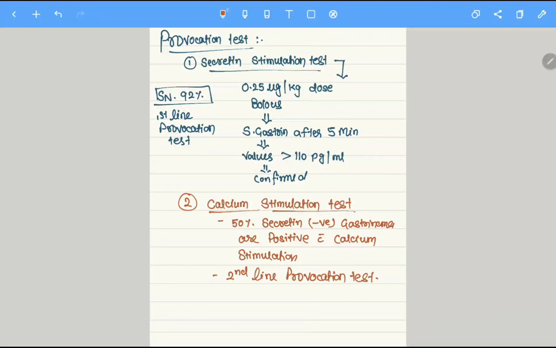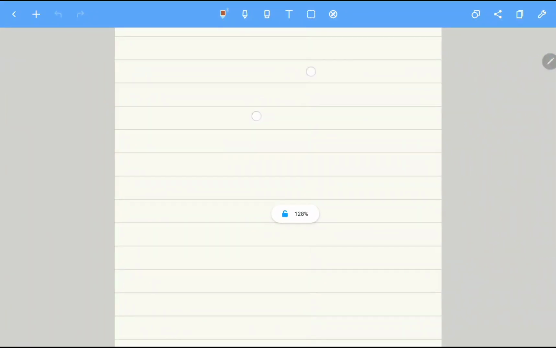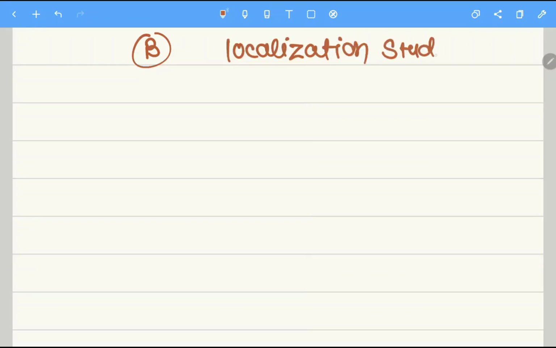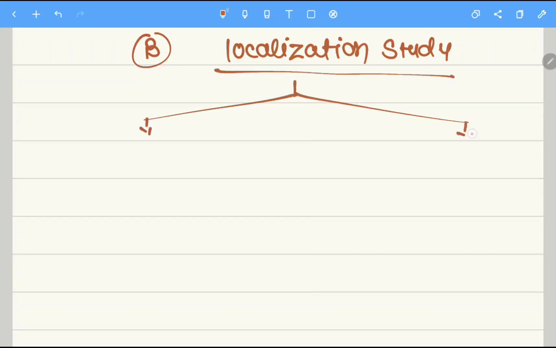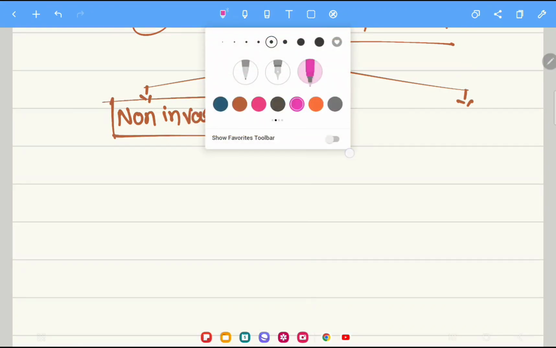So where is it? Is it in the pancreas? Is it in the duodenum? Where is it? For localization, we have to do radiological investigation. We confirmed biochemically that there is a gastrinoma, right? So we have to localize it. For localization, we can do two types of investigations: one is invasive, one is non-invasive. First we'll talk about the non-invasive investigations, and after that we'll talk about invasive.